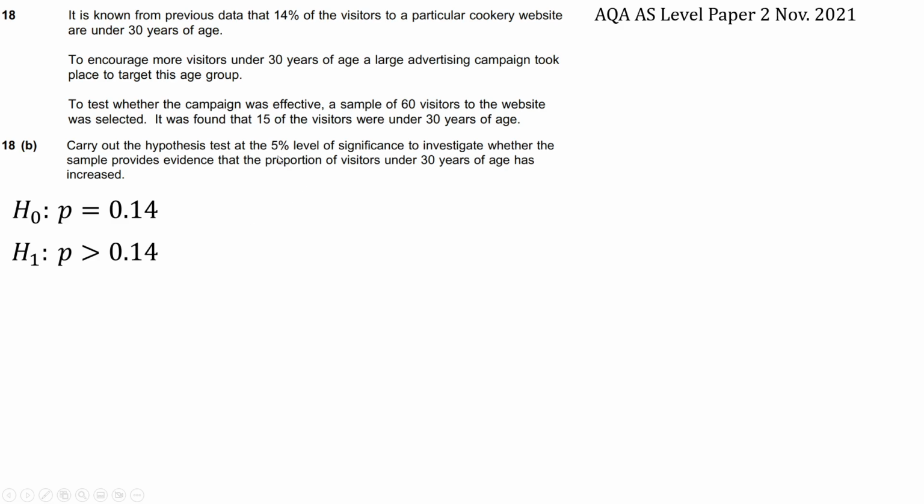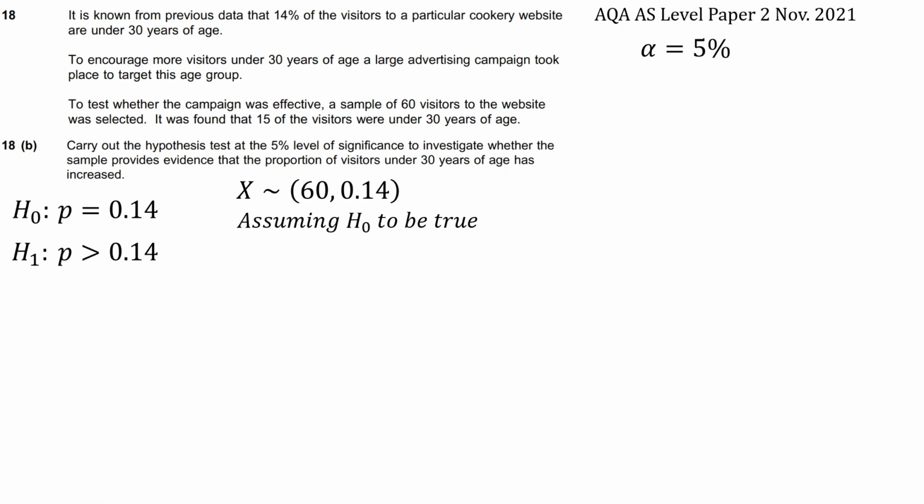The total significance level was 5%, so alpha is 5%. The sample size is 60. And the probability, assuming H0 to be true, is 0.14. This is assuming H0 to be true, just to see how it plays out. Remember, we need to actually define this test statistic here.